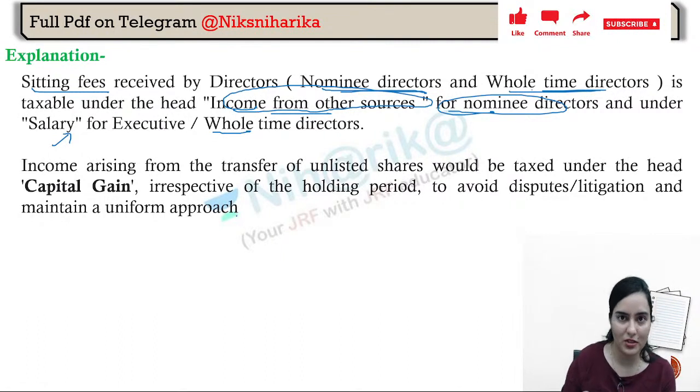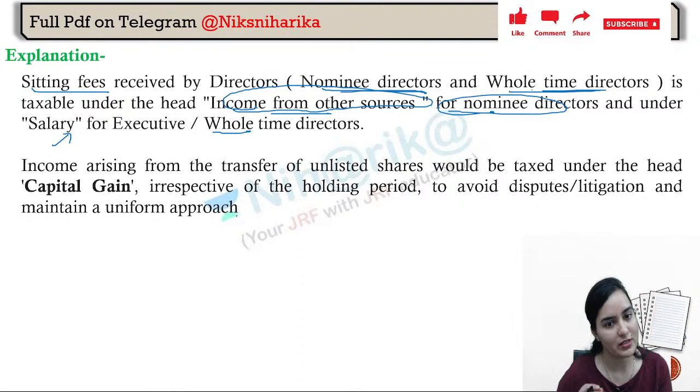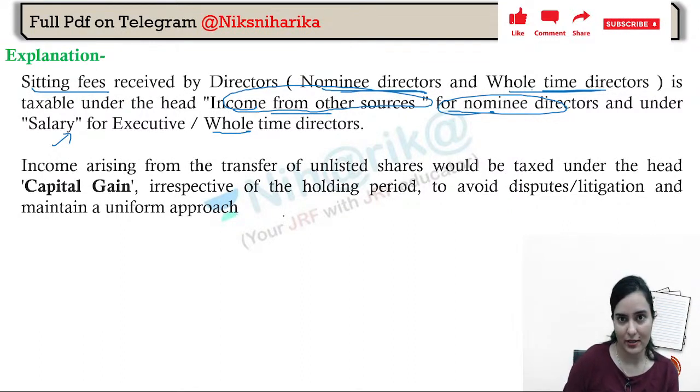So this was not a direct question from your notes, but sale of security you have done exclusively in capital gains, so you can give the correct answer like that.